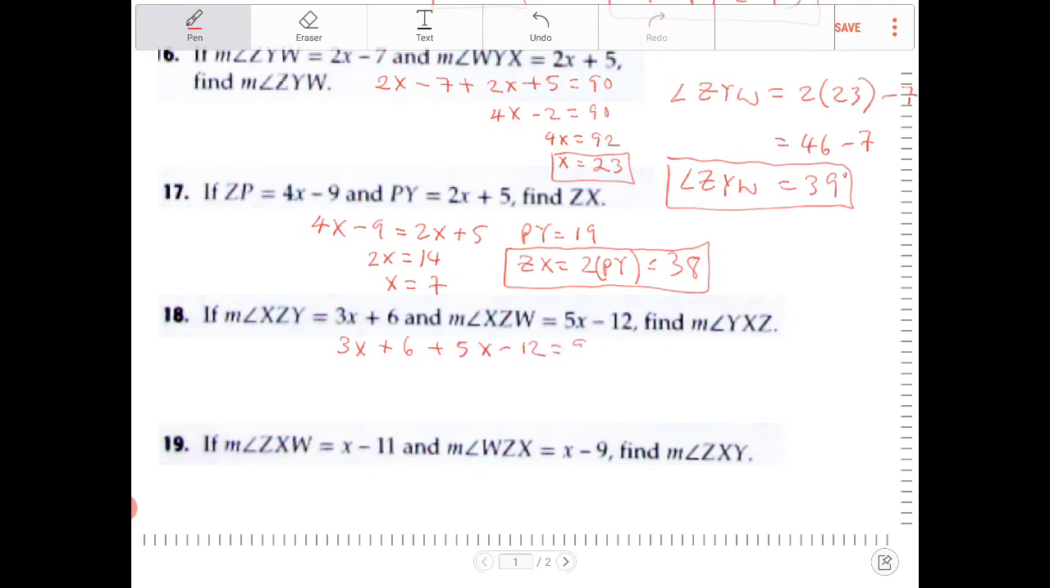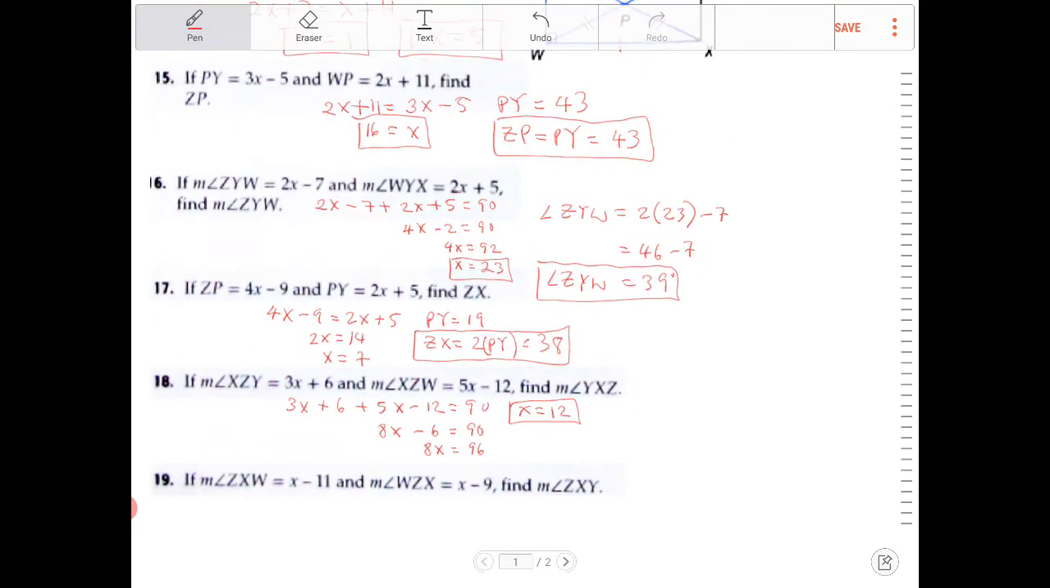So then combined together, this is 8x. 6 minus 12 is minus 6. Add 6 to both sides. 8x is equal to 96. Divide by 8, x is equal to 12.